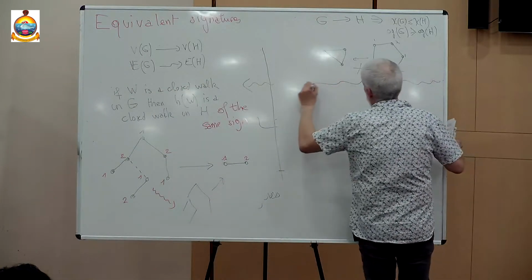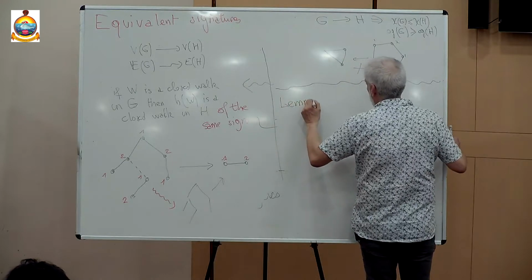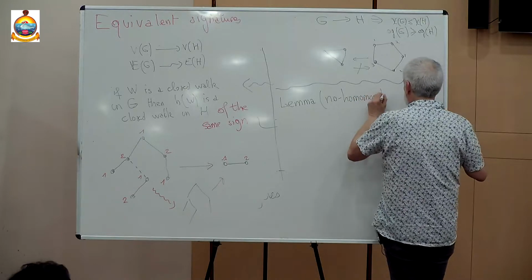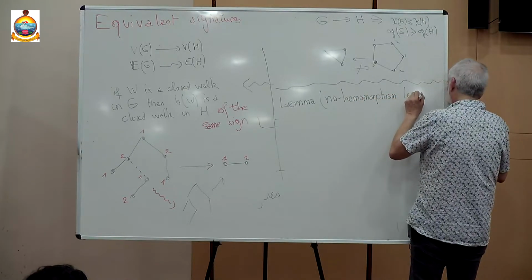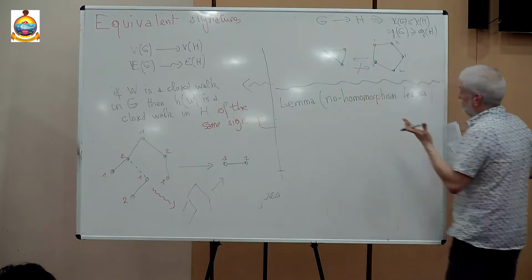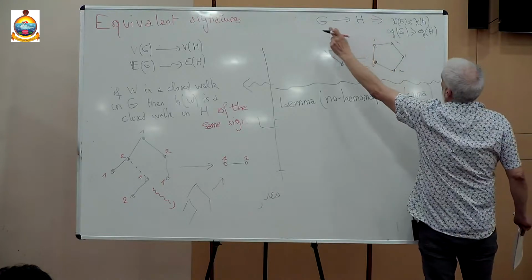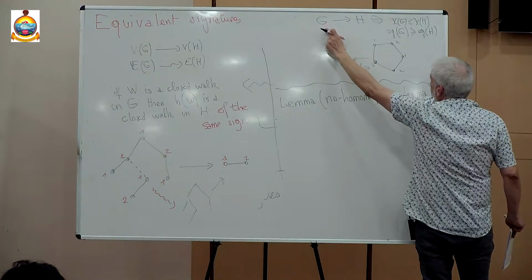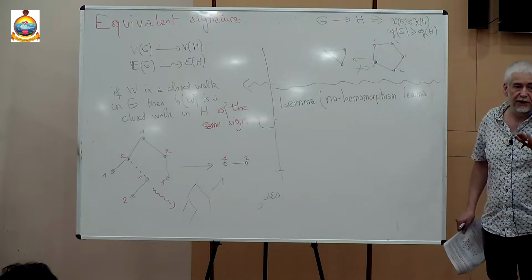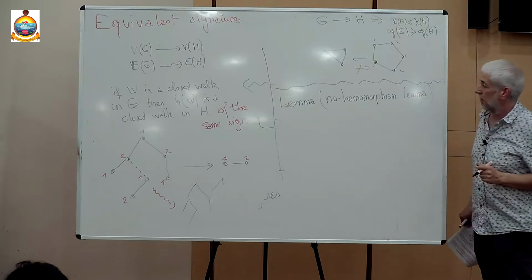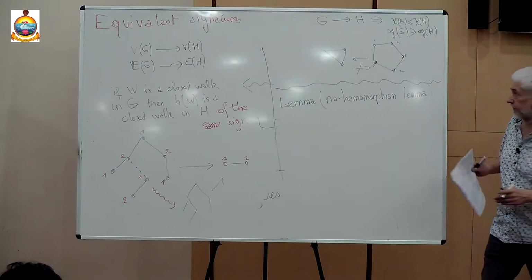So we can state this result as a so-called no homomorphism lemma, which in fact gives you a sufficient condition for the non-existence of homomorphisms. For instance, here, if you know that the chromatic number of G is greater than the chromatic number of H, you know that there is no homomorphism. So it is in this spirit that we call this kind of result no homomorphism lemmas.